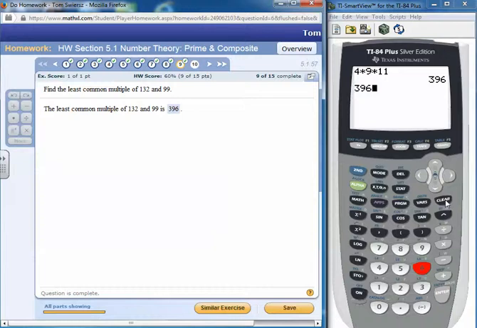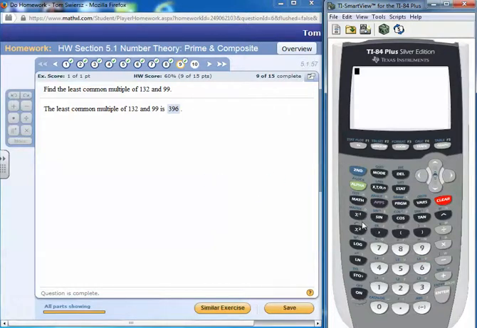Now, on the calculator, you can do it very similar to the GCD. You go to the math key, and you highlight numbers, and this time you scroll down to number 8, which is LCM. Remember, we're finding the least common multiple. Hit enter, put in the first number, put in a comma, which is above the 7, put in the second number. You don't even need a right paren. Hit enter, and there's your answer, 396.